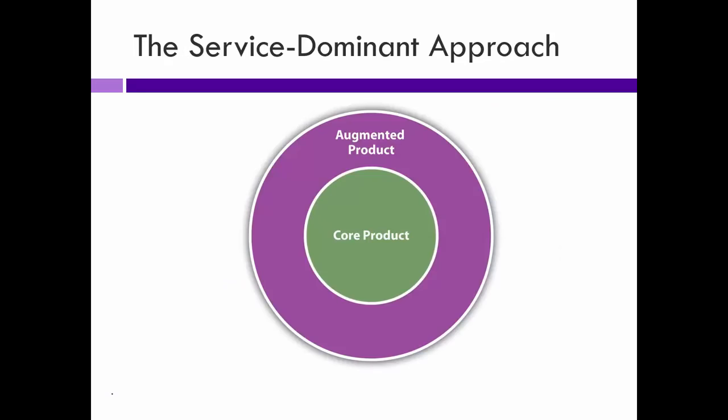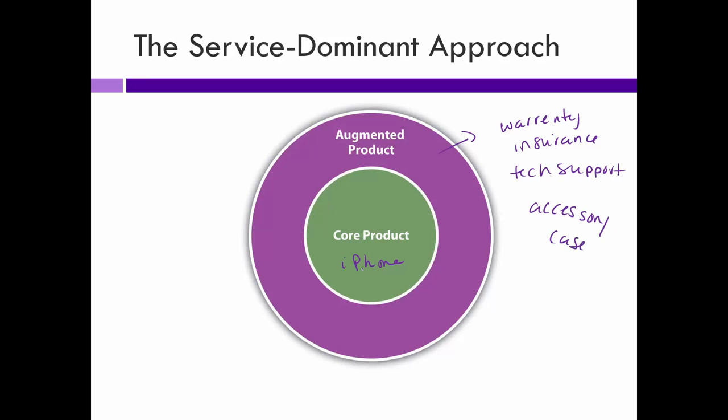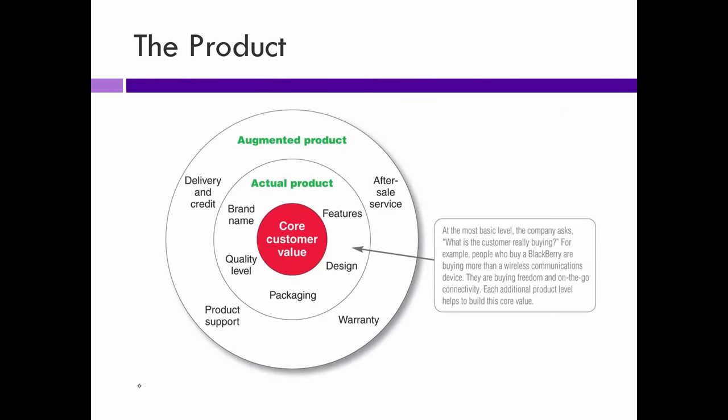Here's a little illustration here. The core product might be the physical product. So for instance, in this case, it might be your iPhone. And then the augmented product are any of the things that go with it. So it might be a warranty on it. It might be insurance, in case you drop it. It might be tech support that you have. It could also be accessories like your earbuds or your phone case or something like that. So the core product is the one thing, and then all the other stuff that goes with it is the augmented product there.